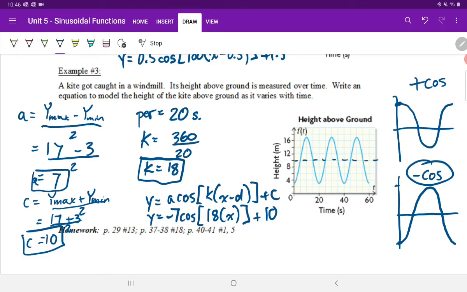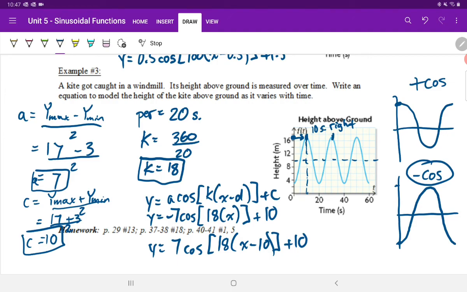Because I'm using my negative cosine curve. If I were using my positive cosine curve, I would need to have this much phase shift. So the original would have started at the maximum here, and it would have shifted how many units to the right? 10. So 10 seconds right. So if I were to write an equivalent equation using a positive cosine curve, it would look like this. This is an equivalent equation. And it's minus 10 in my equation because I went right 10, which means you put the opposite sign in your equation there for D.